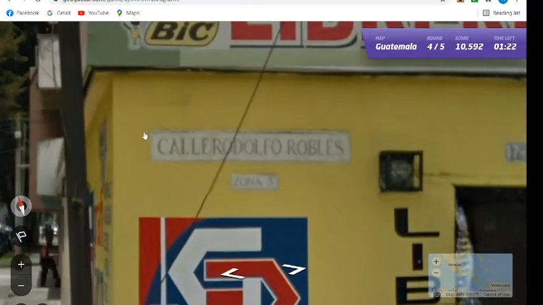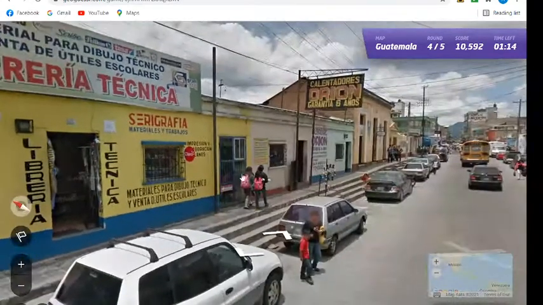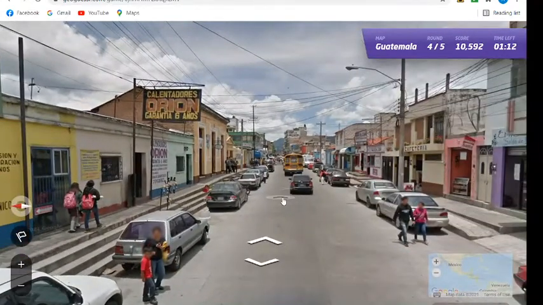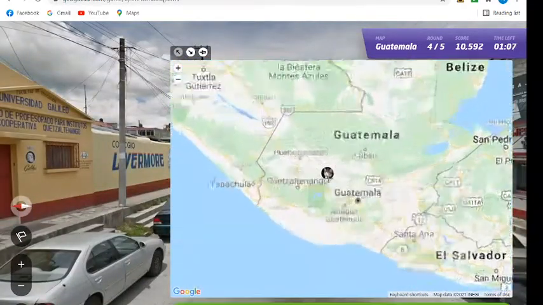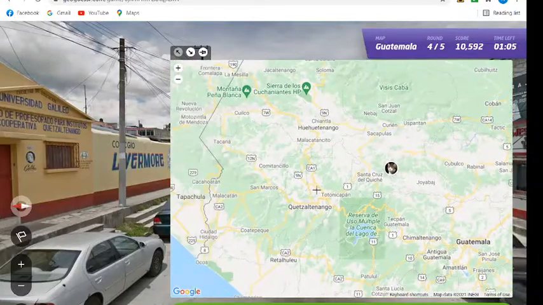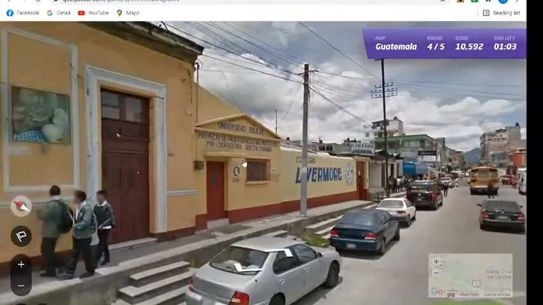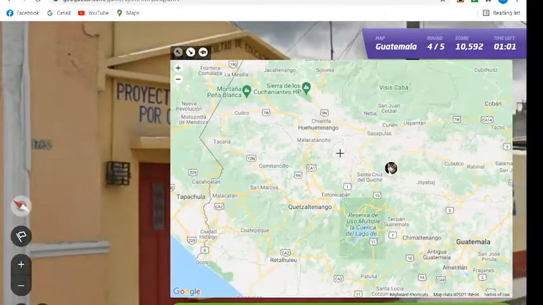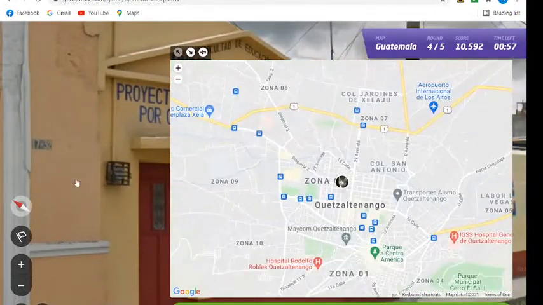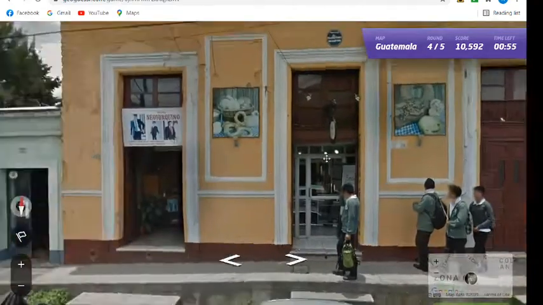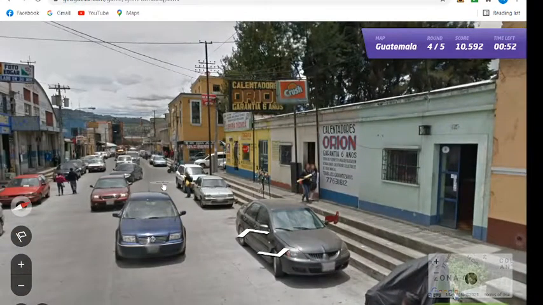That's the same street sign that we saw before. Zona 3. So we're in some place that has three zones at least. We have Calle Rodolfo Robles. Okay, so plunk it in, it has to be in this general area, right? Oh, here, Quetzaltenango. Okay, so there we're in Quetzaltenango. That sign was right back here, right?